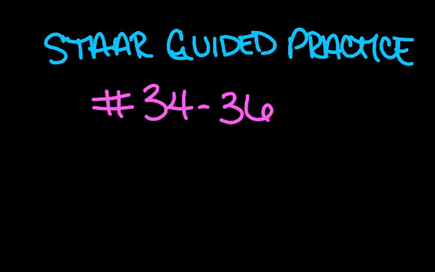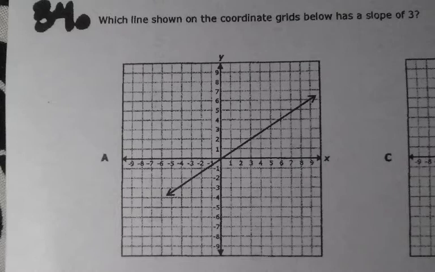This is STAAR guided practice numbers 34 through 36. Number 34 says which line shown on the coordinate grids below has a slope of 3. Remember, your slope is your rise over run.